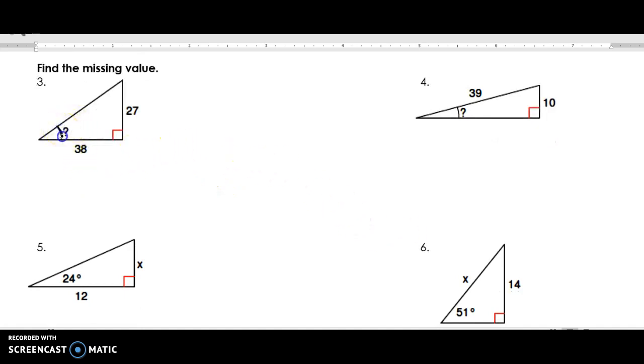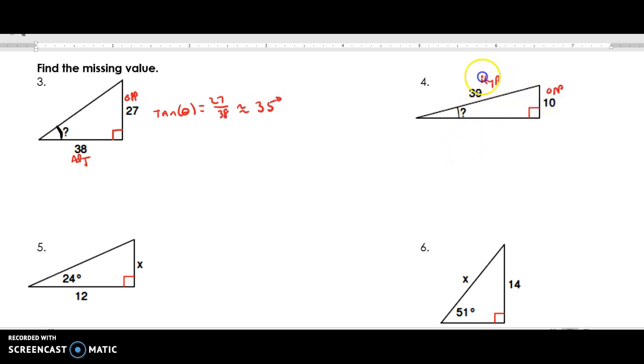Now, the next one. We're looking for this angle, right? Since we have a right triangle, we can go ahead and use trig. So if I label the sides, I know this is the opposite side, this is the adjacent side. So right away, we're going to say the tangent of that angle, we'll call theta, is equal to 27 over 38. And when we do the inverse tangent of 27 divided by 38, you get approximately 35 degrees.